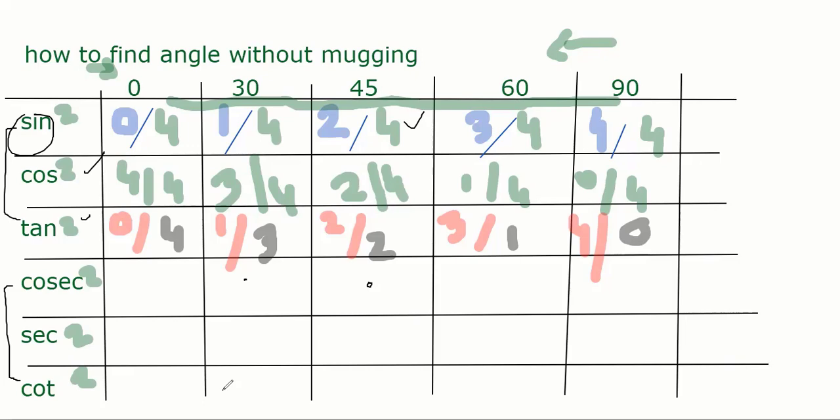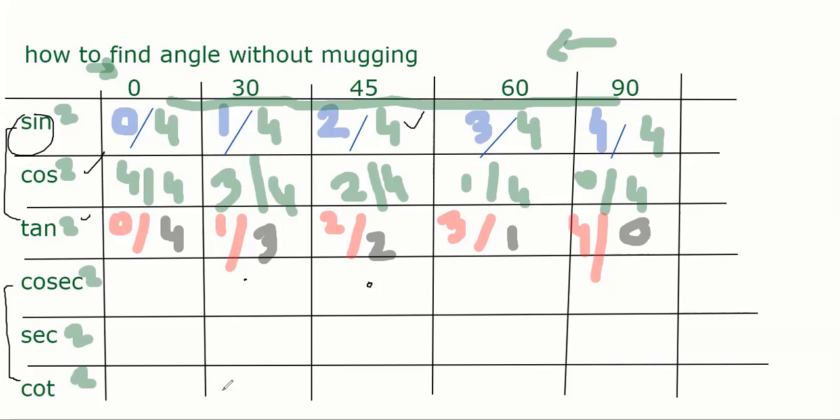This is a unique way of finding angles without mugging. Cos 60 is because 1 by 4, so 1 by 2. What is sec of 30? Sec 30. Let's see. Obviously, cos is 3 by 4, so 4 by 3. So 4 by 3 का root ले लो, 2 by root 3. You are right, Pradeep. You are right, Shlesha.